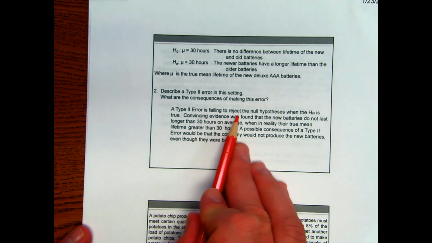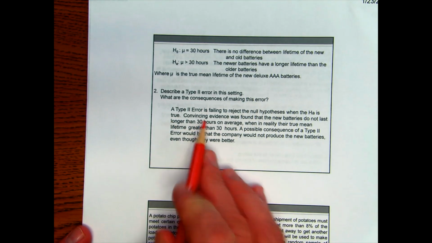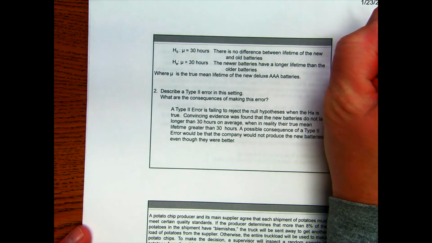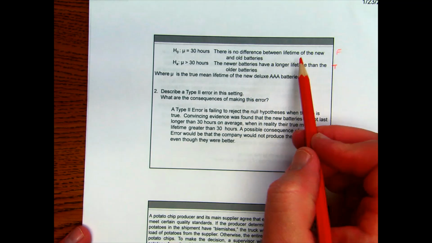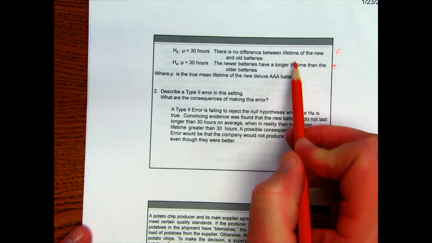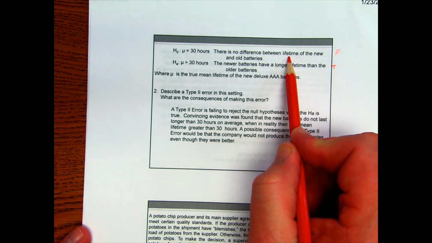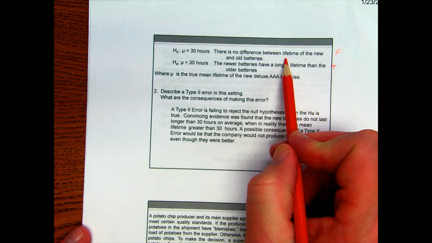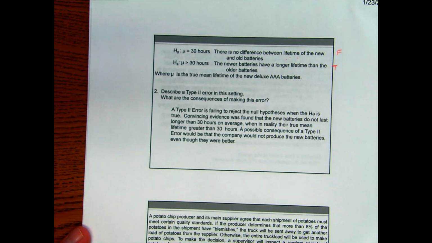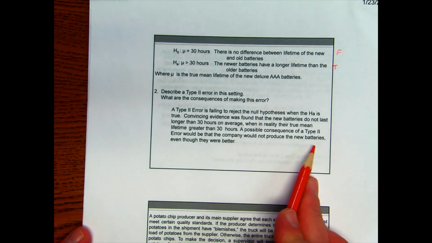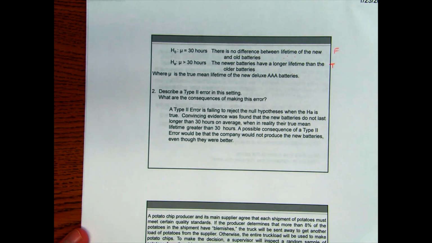So, a little bit more detail here. A type 2 error is failing to reject the null hypothesis when the HA is true. So in reality, this is true and this is false. The correct decision would have been to reject this and have evidence for that. But we failed to reject: type 2 error. So we failed to recognize as a company that we actually produce better batteries. So the consequence here is that the company wouldn't be producing these new batteries even though they were better.